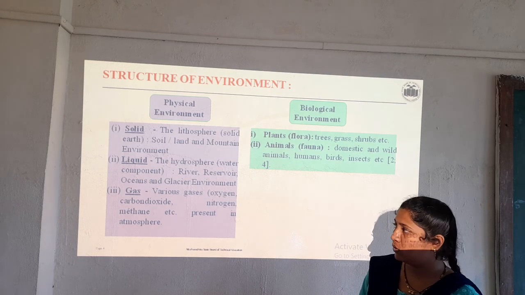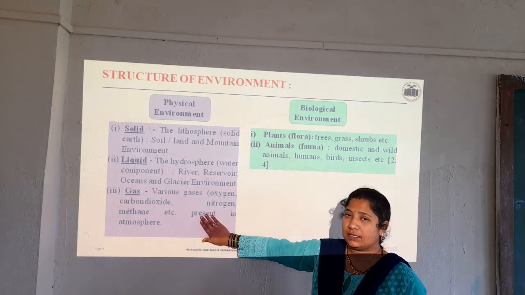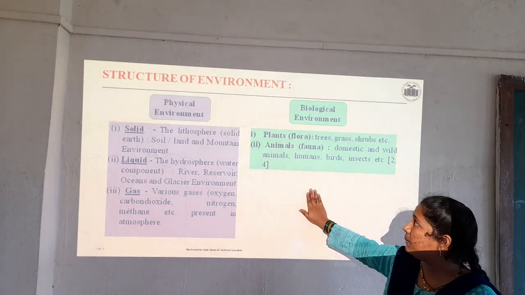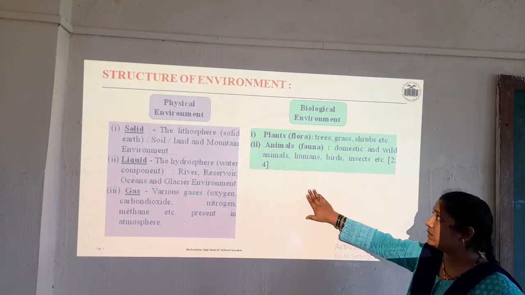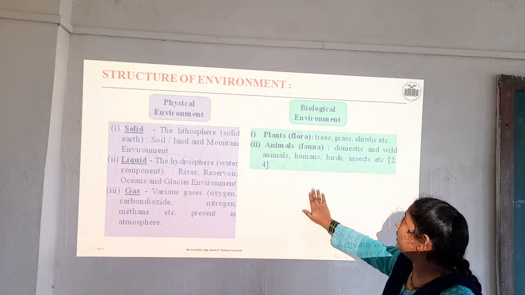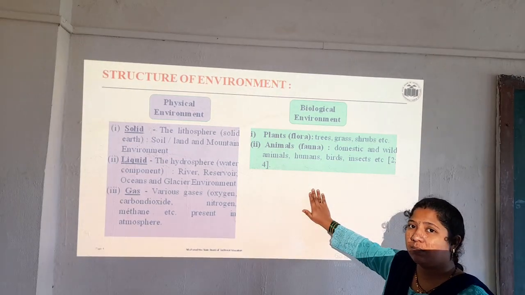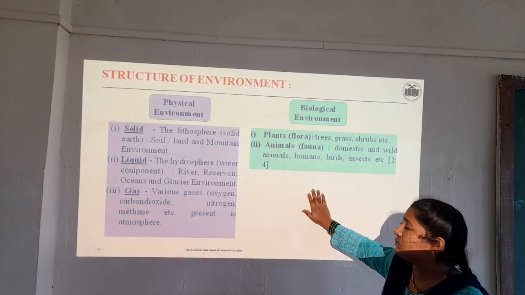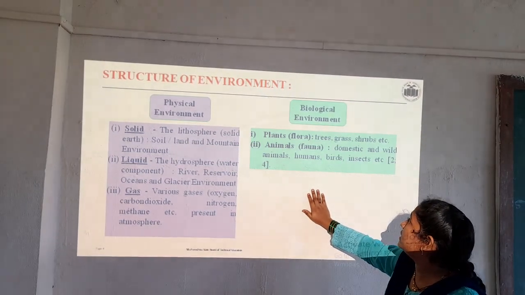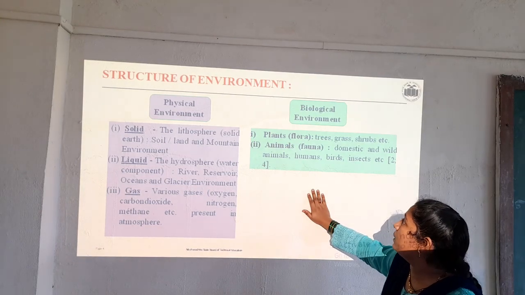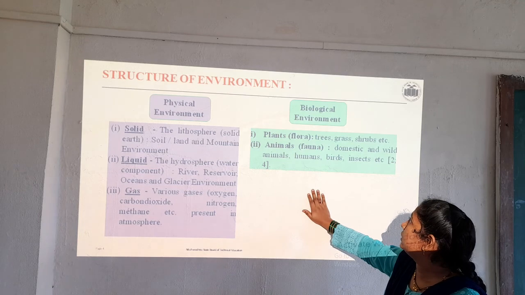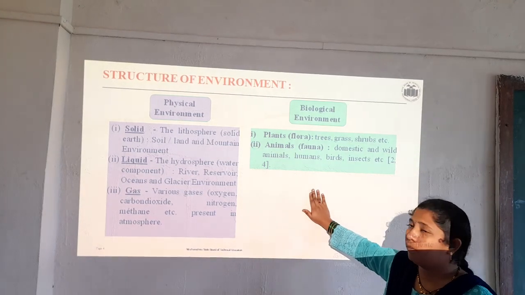Present in the atmosphere, that comes under the gas type of physical environment. Next, biological environment means the plants and animals. Plants means flora. In plants, the trees, grass, shrub, etc. are the examples of plants. Animals means fauna. In that, domestic and wild animals, human, birds. Humans are in animals also. Birds, insects, etc. are the examples of animals.